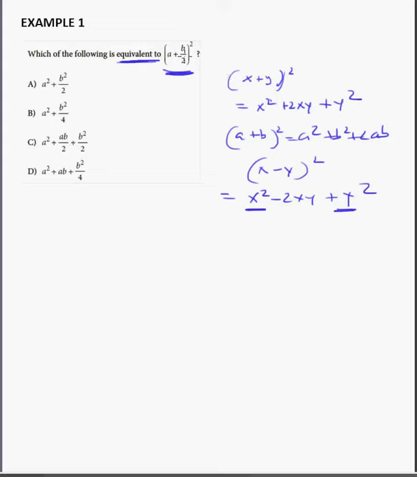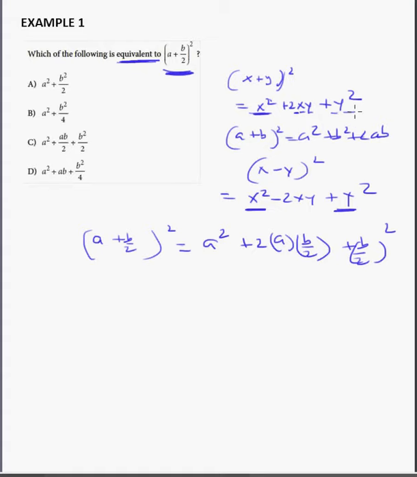So all you do is you take the first one. So I have (a plus b over 2) all squared. I take the first one, I square it, plus 2 times the first one times the second one, plus the second one all squared. That's what this is. This is what we are doing right here. First one squared, 2 times first and second, plus second one squared.